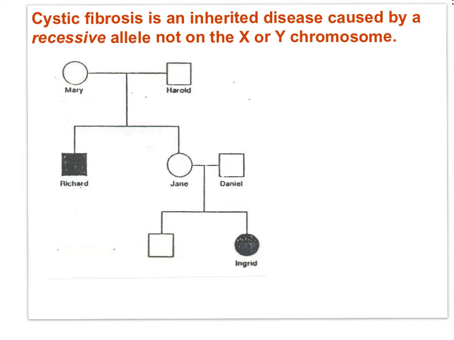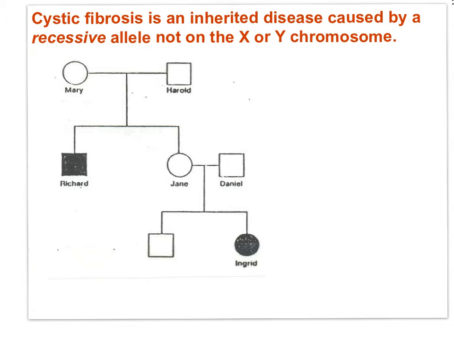This is a pedigree of the disease cystic fibrosis. Cystic fibrosis is an inherited disease caused by a recessive allele not on the X or Y chromosome. Now, if I hadn't given you all of this information, could we have determined the nature of the heredity of this allele from the pedigree? The answer is yes. Follow closely.